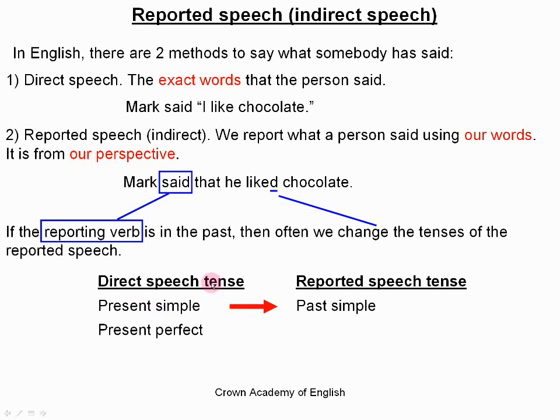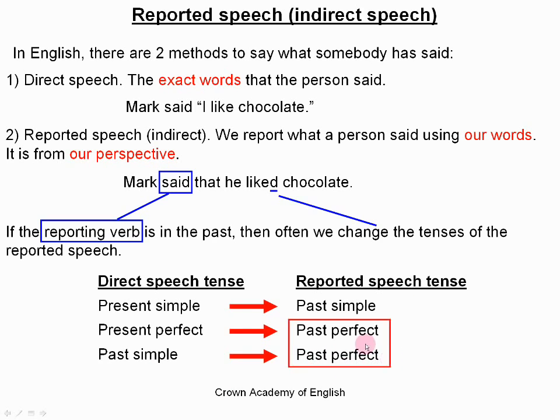And if the direct speech tense is the present perfect, then in reported speech it is the past perfect. And if the direct speech is the past simple, then the reported speech is also the past perfect. So these two rules, we are now going to look at them in more detail. I'm going to give you some examples.